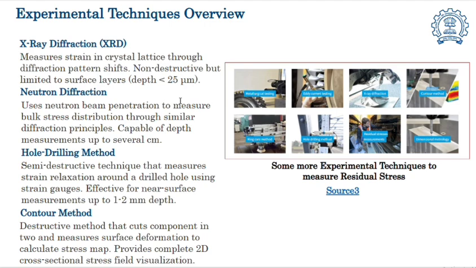The third one is the hole drilling method. It's a semi-destructive technique that measures strain relaxation around a drilled hole using strain gauges, and it's effective for near surface measurements up to 1 to 2 millimeters depth. And the last one is the contour method. It's a destructive method that cuts the component in two and measures surface deformation to calculate a stress map, and it provides complete 2D cross-sectional stress field visualization. We have mentioned some more experimental techniques to measure residual stress, like metallurgical testing and eddy current testing, and we have mentioned our source here.